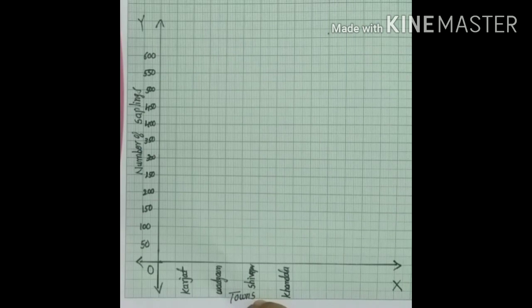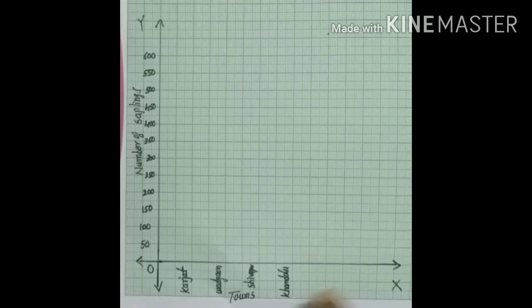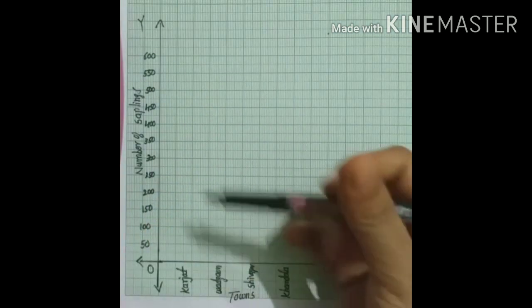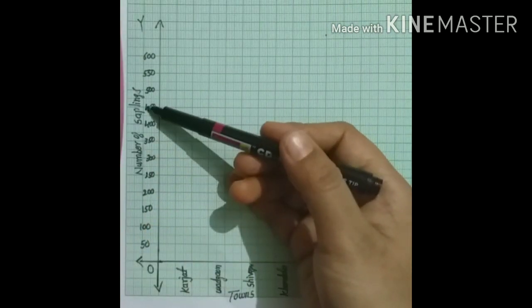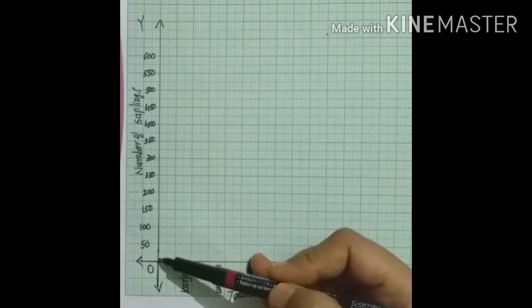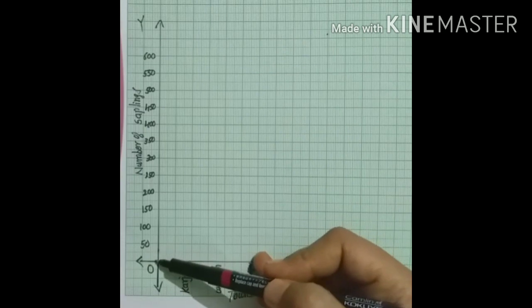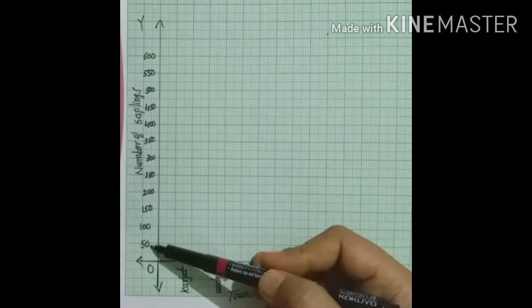Now children, we draw the graph of question number 3. Here children, on x-axis town names we have written Karjat, Vadgaon, Shivapur, Khandala. On y-axis children, we have written number of saplings. Okay. Here we have taken, children, 1 centimeter equal to 50 saplings. Okay. Scale is not given. We can take 100 also, or you can take 50 also. Here I have taken 1 centimeter equal to 50 saplings.